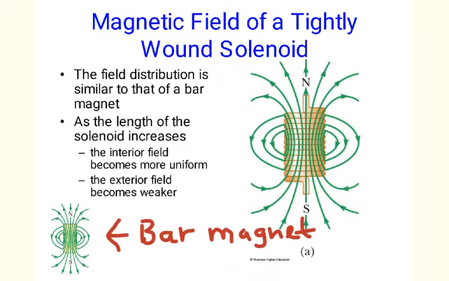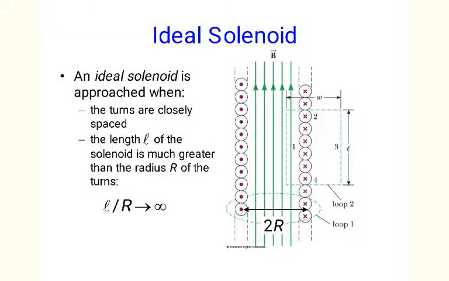It has a north pole where the field lines come out of the solenoid and a south pole where field lines come in. As the length of the solenoid increases, the interior field becomes more uniform, and the exterior field becomes weaker. In the limit of an infinitely long solenoid, the field is non-zero only in the interior. Imagine now we construct a perfect or an ideal solenoid. The field inside the ideal solenoid is perfectly uniform. An ideal solenoid is approached when the turns are closely spaced, and the length L of the solenoid is much greater than the radius R of the turns.